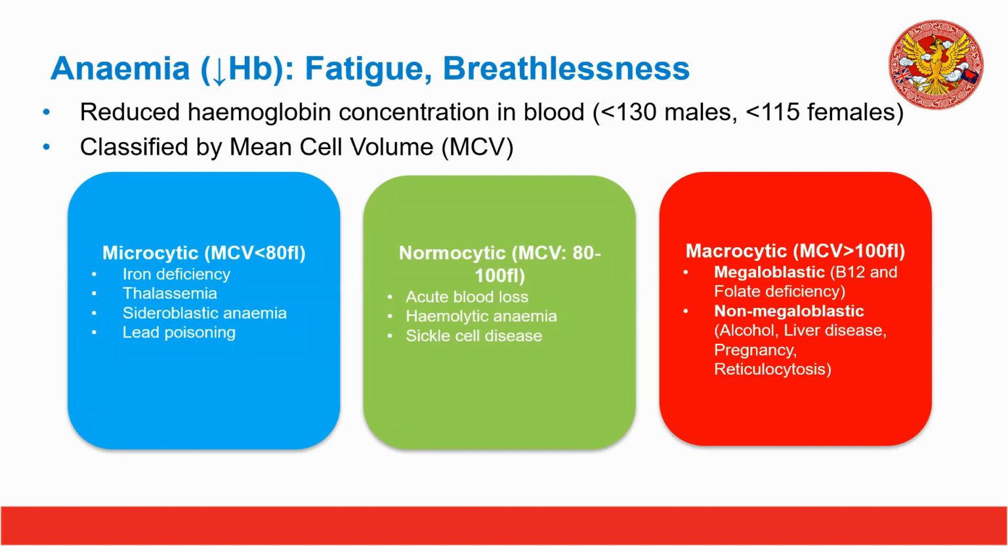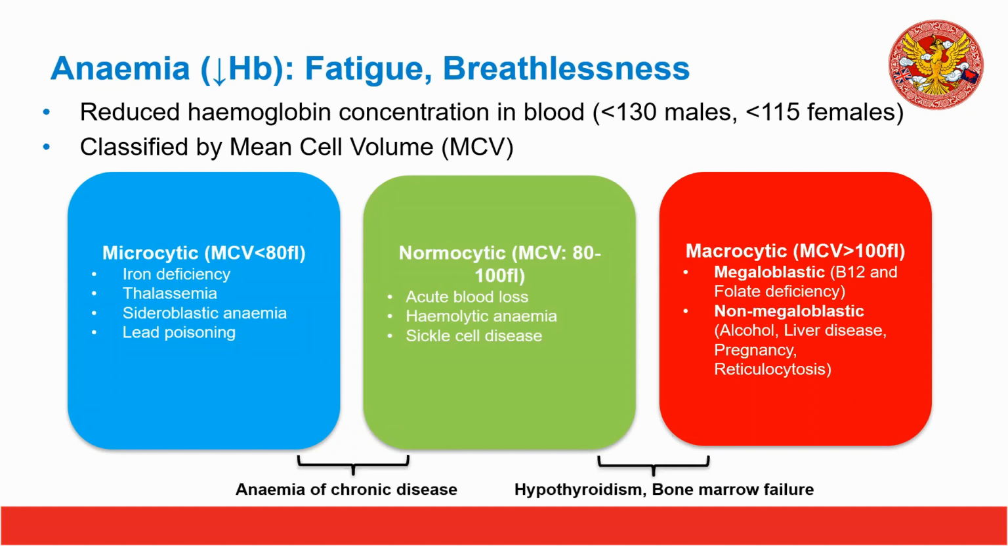And there are some conditions that overlap between one or more. So for instance, the anemia of chronic disease. Essentially, a lot of patients coming in with chronic diseases can present with anemia, and generally it can be either microcytic or normocytic. This is actually probably the most common cause of anemia in hospitalized patients. And in terms of hyperthyroidism and bone marrow failure, they can present with a normocytic anemia, or they can present with a macrocytic anemia.